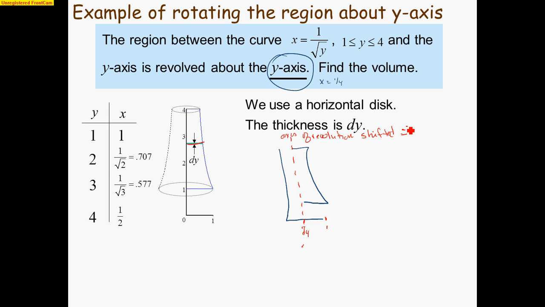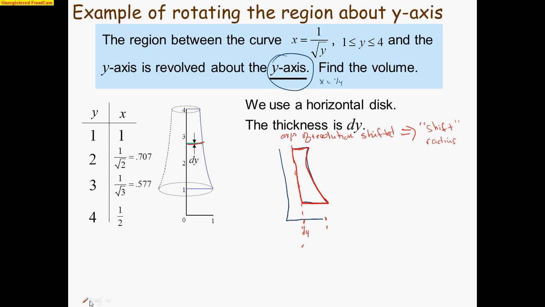Therefore, that means you need to do what? You must shift your radius appropriately. And this is where your drawing really helps, at least in my opinion. So notice there is still no space between my figure and my axis of revolution. My figure is right up against my axis of revolution.